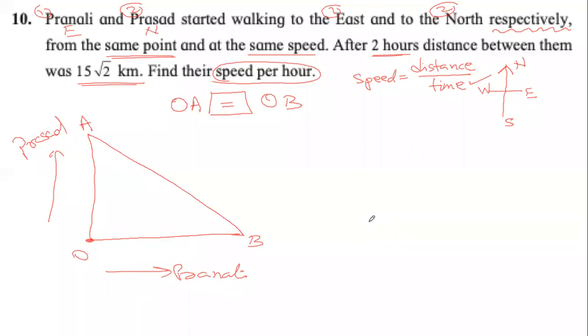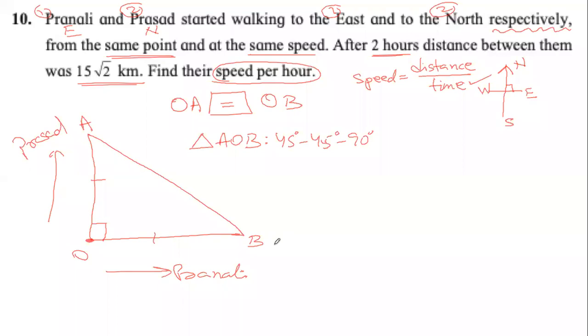Next step to answer this. What type of triangle is triangle AOB? Speak or type. Now, because direction north is perpendicular to direction east, angle AOB will be 90 degrees. Because Prasad and Pranali started at the same time from the same point and they moved at the same speed, OA will be equal to OB. So this triangle AOB is a very special triangle. It is a 45, 45, 90 right angle triangle. Right?